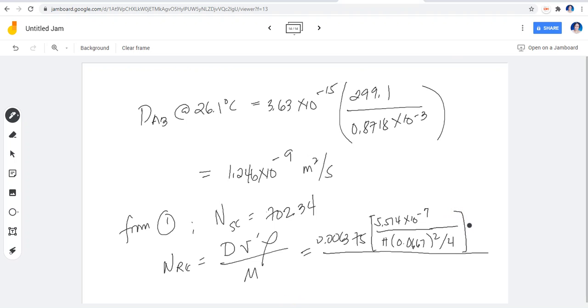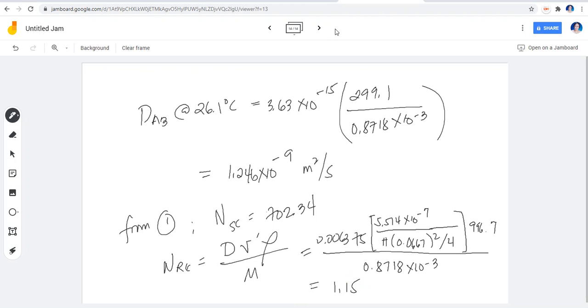Now the density is the density that we got initially for water. So this is 996.7. Our mu is 0.8718. By the way, this is times 10 raised to negative 3. That's for our Reynolds number. This will give us a Reynolds number equal to 1.15.